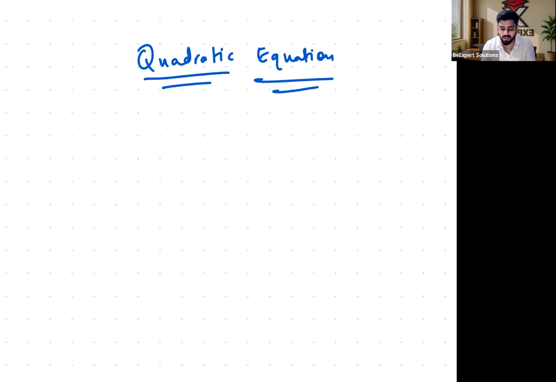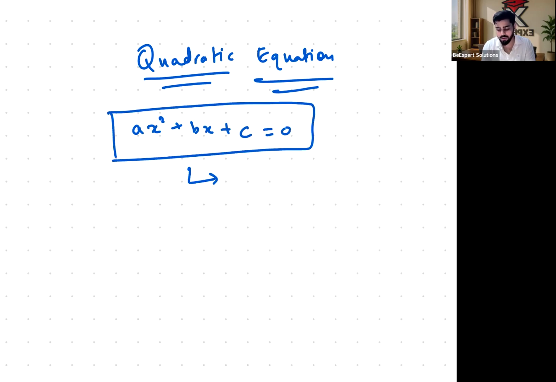A quadratic equation is basically an equation which is written as ax square plus bx plus c equals 0. That is called a quadratic equation. This is usually the standard form of a quadratic equation.